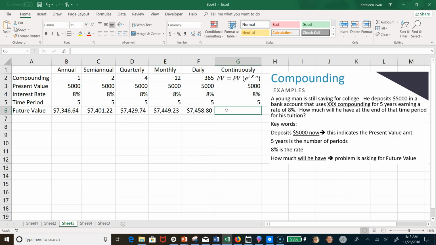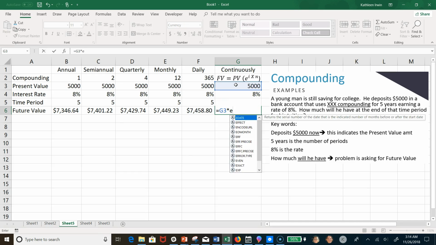Okay, so on this last one, we are going to try a different way of solving this. We can't really use the present or the future value function to solve a continuous problem. So I've got the formula up here in the cell for you, and we're going to solve this using E for continuous compounding. So we're going to start out with our equal sign, and we are going to click on our future or our present value, and then we are going to multiply that, and we are going to use the EXP function.